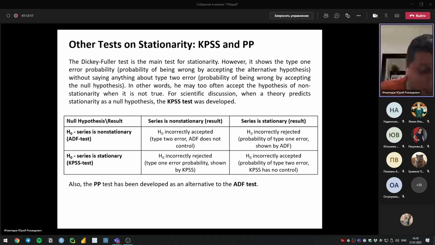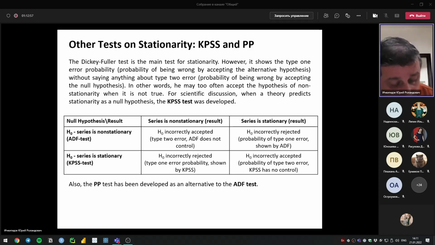Except the Dickey-Fuller test, there are 2 other econometric tests for stationarity. The first test is called the KPSS test. The second test is the Phillips-Perron test. The PP test repeats the ADF test very much. Test statistics are set a little differently there, but there are studies that show that the Phillips-Perron test gives a higher probability of error. That is, in practice, I see no reason to use this test in addition to the Dickey-Fuller test.